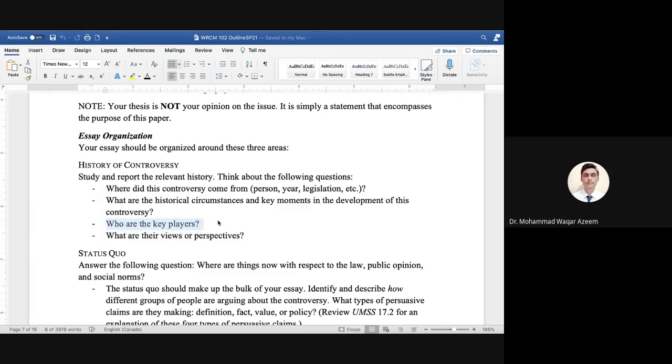Who are the key players? That is the next question to respond. By key player, we mean the people or the groups or the organizations who either influence this controversy or who are influenced by this controversy. These are the stakeholders in the controversy. So for the 18th Amendment, for example, the key players could be two political parties or maybe three political parties. All right.